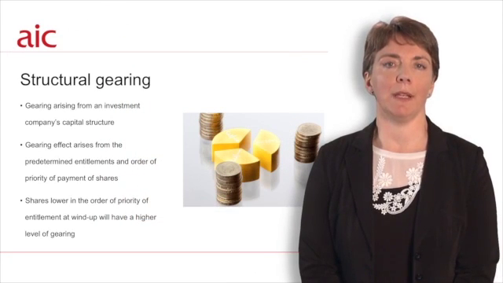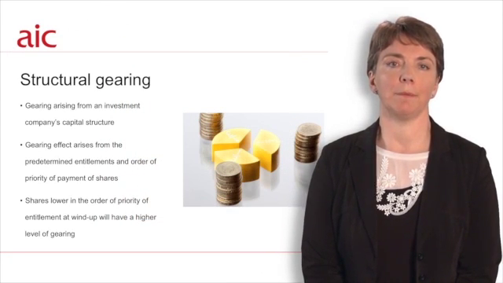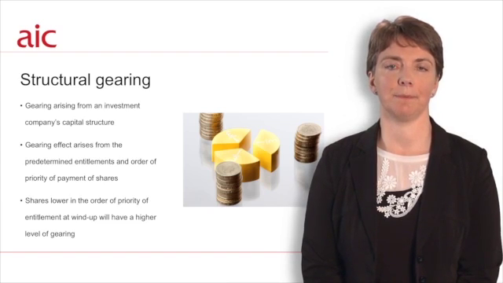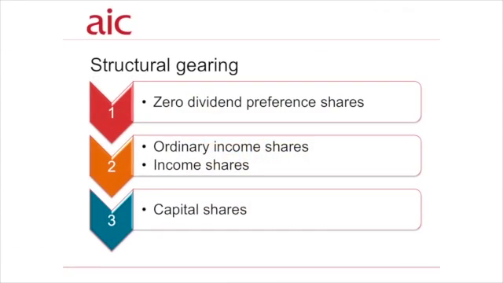Our second way of gearing up was structural gearing. Remember, this is via a split capital investment trust where we have different rights and entitlements for the varying share classes. This is the predefined order of payout. If you come across investment trusts that are split capital investment companies and not all of these shares are listed, then just cross out the relevant ones. And you will always end up with this predefined order.